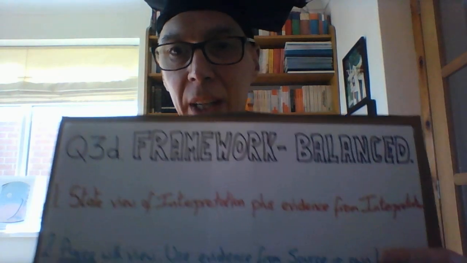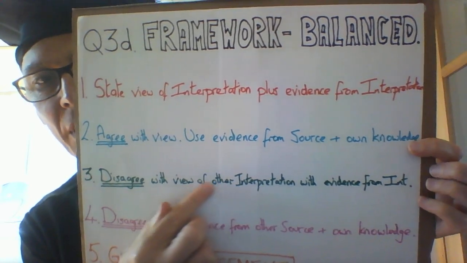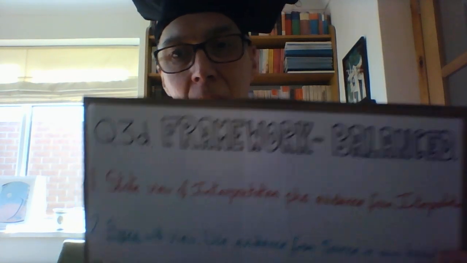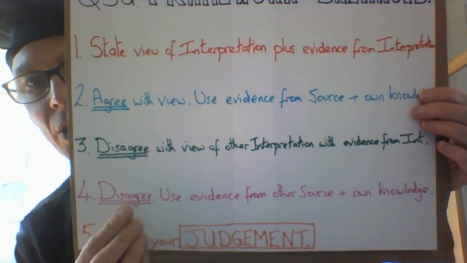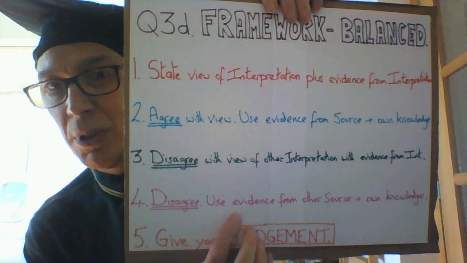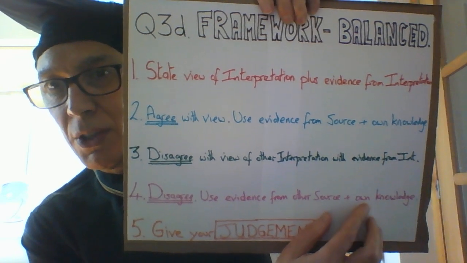So far you've looked at one side. You've looked at the agree. Well, of course, you've got to look at the other side. So therefore we look at the disagree. Step 3, disagree. And you're going to use the view from the other interpretation with evidence from that interpretation to show a different point of view, disagreeing with the first view. Then, of course, step 4, again, it's disagree, and you use evidence from the other source, the source that supports the disagree interpretation.